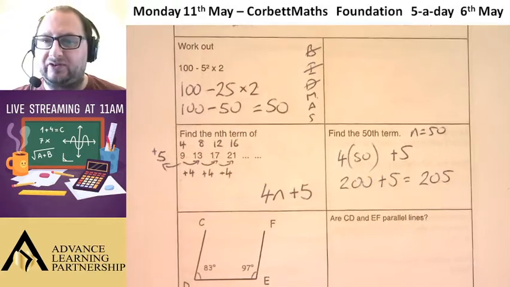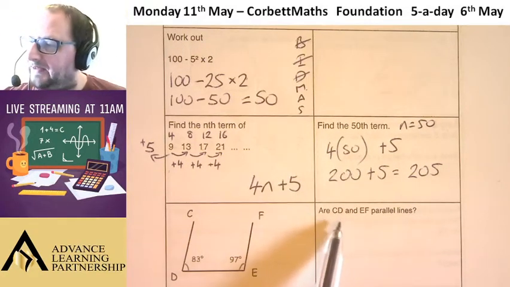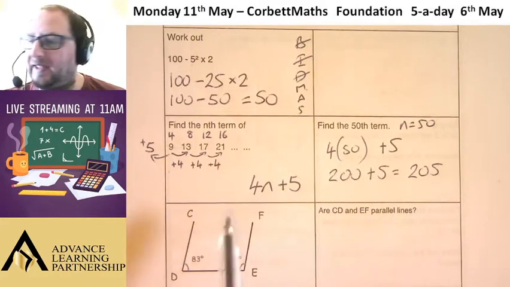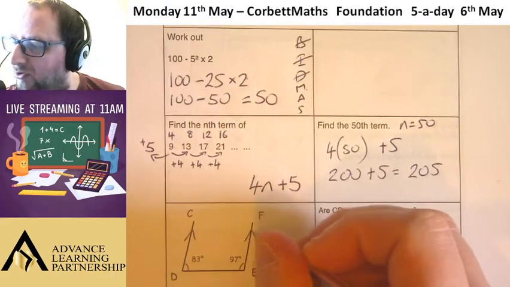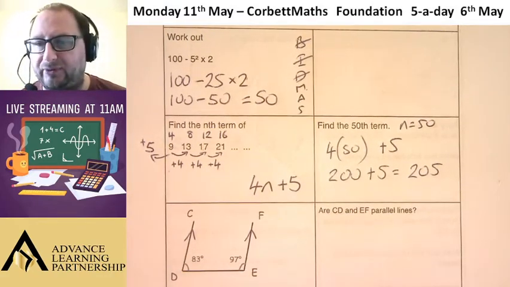And our final question today was a geometry reasoning question. It says, is the line CD and EF parallel to one another? Are they parallel lines? Can we draw arrows like that? Well, of course we can just draw the arrows on, but can we mathematically prove?